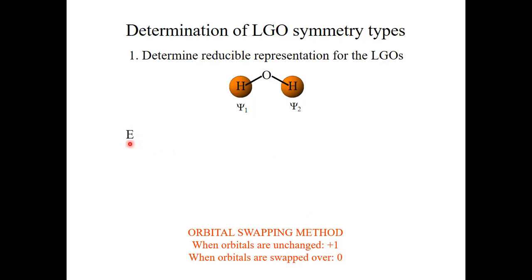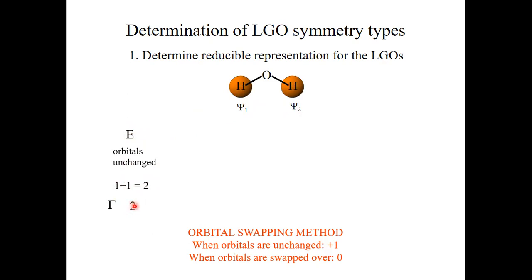We first consider the identity E, and we determine, well, do the orbitals psi1 and psi2 get swapped, change their positions as we carry out the identity operation? The answer is, of course, not. The identity operation never does anything. Therefore, the character in the reducible representation for the identity is 1 + 1 is equal to 2. So each orbital gets the character 1. They're getting added up, and that gives overall character 2.